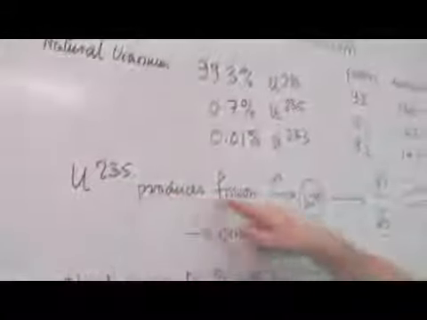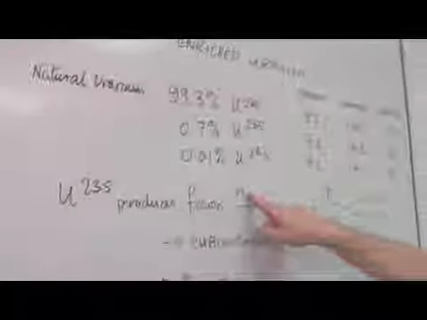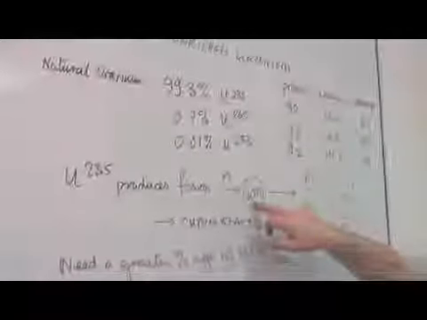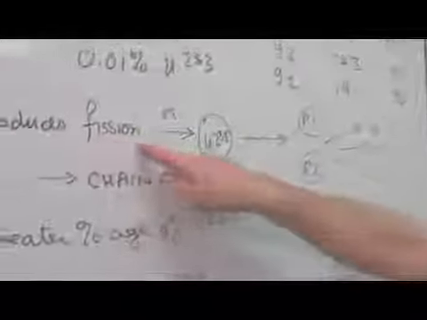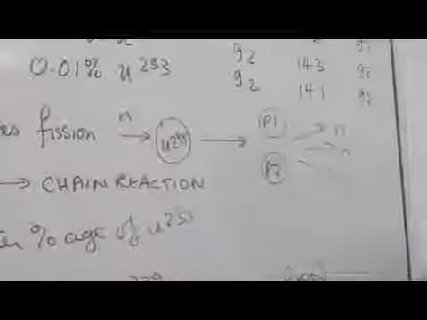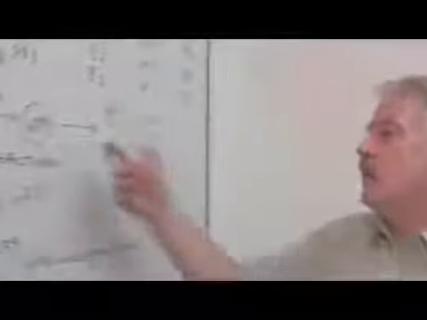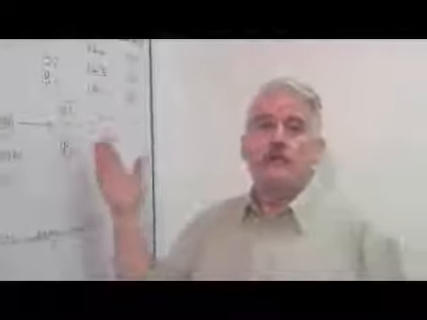Uranium-235 is different from uranium-238 in the way it behaves when it is hit by a neutron. Here, a neutron hitting a uranium-235 atom can produce what we call fission. And fission is a term that comes from biology, when a cell divides into two equal parts. Well, fission means it's got two big lumps.